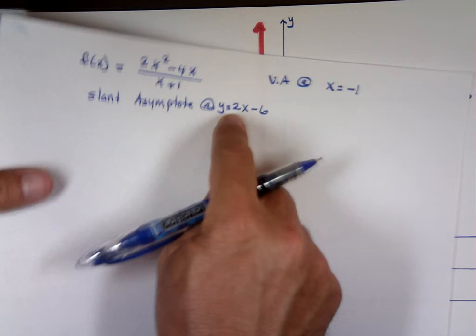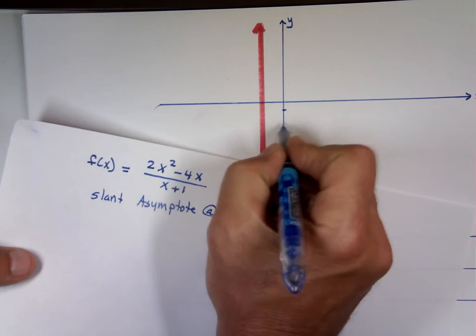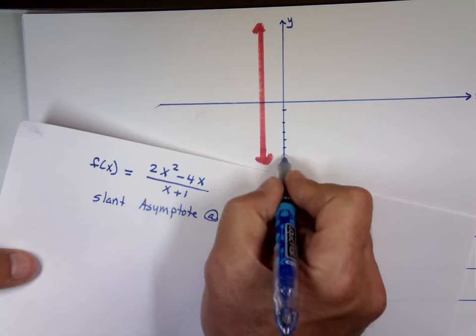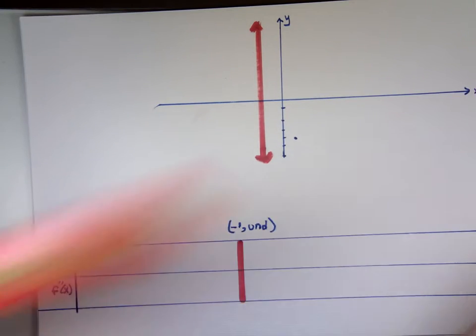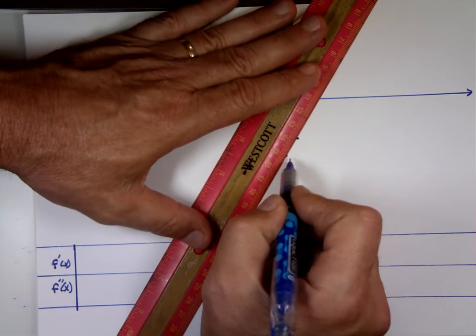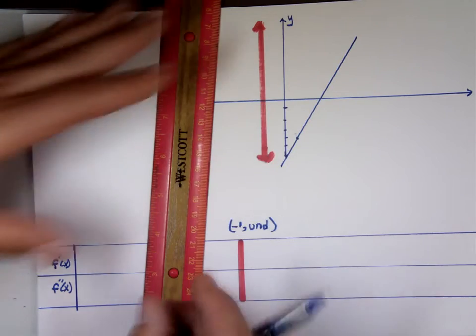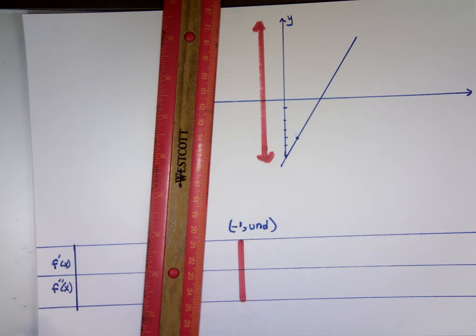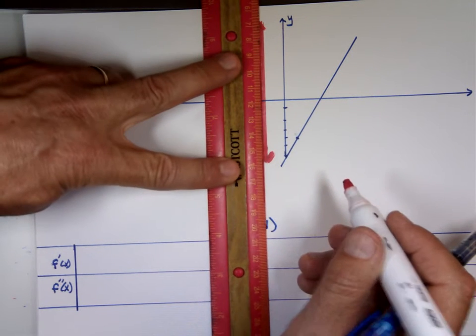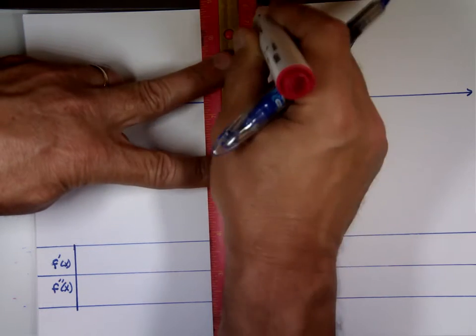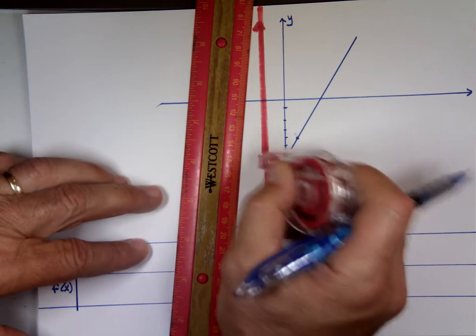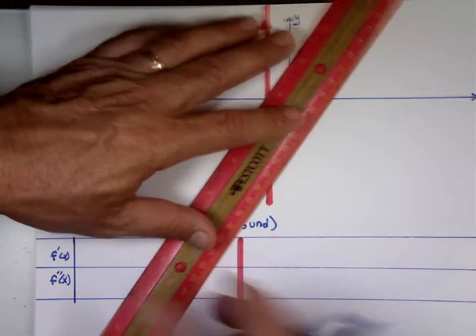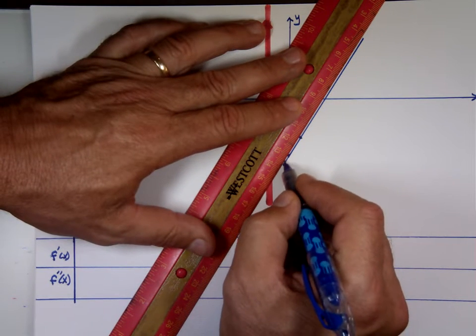So when I graph that line, 2x minus 6 has a y-intercept of -6. It has a slope of 2. So this is my slant asymptote. Looks something like this. Let me extend this line. I really have no idea what the graph looks like. So in case you think I know the answer, no. But we'll find out what that answer is.